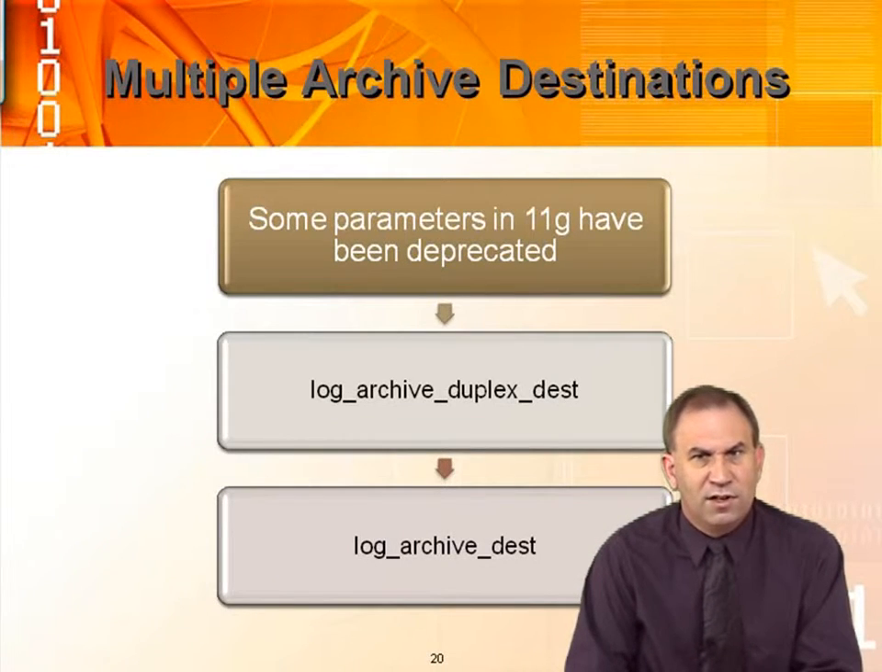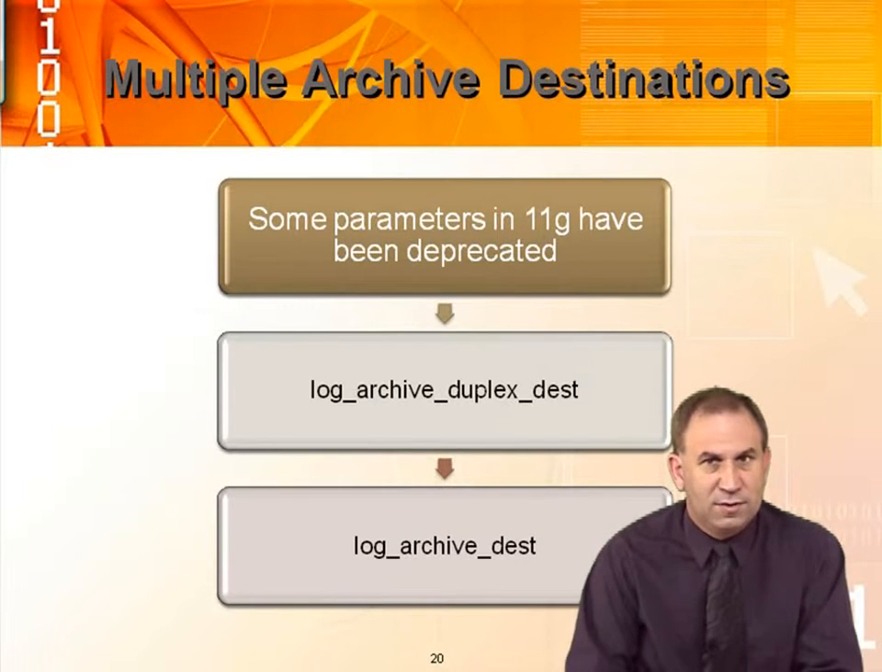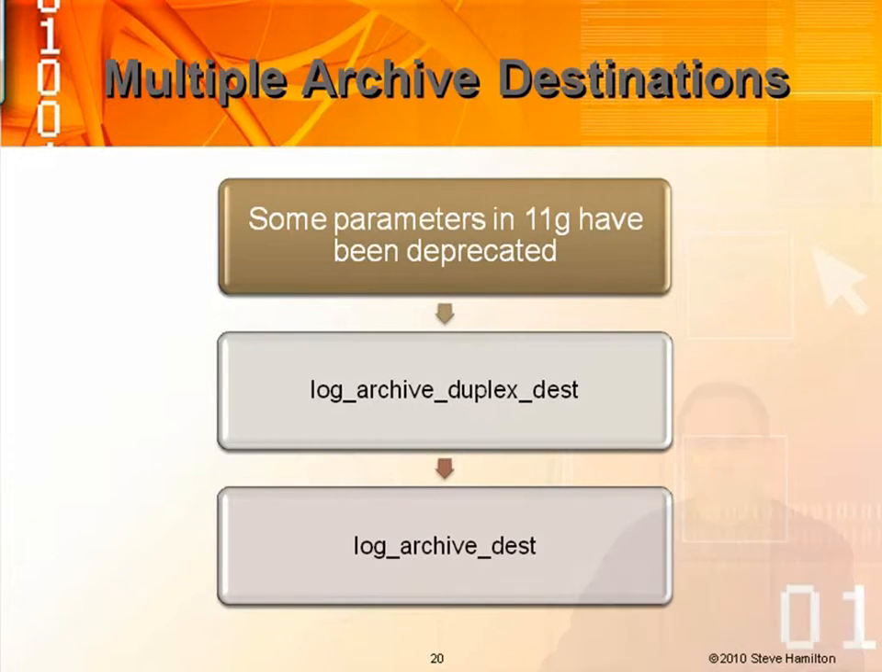Also the parameter which is log_archive_dest. Now you'll notice this is different from log_archive_dest_n. In version 11, we want you to use log_archive_dest_n, where n is going to represent the specific location. In version 11, the log_archive_dest parameter in and of itself, without the _n, has been removed.